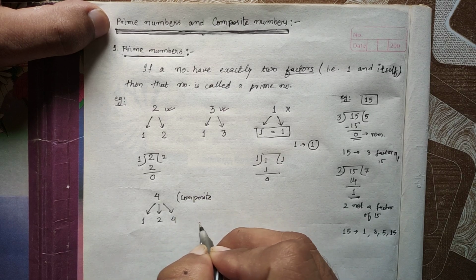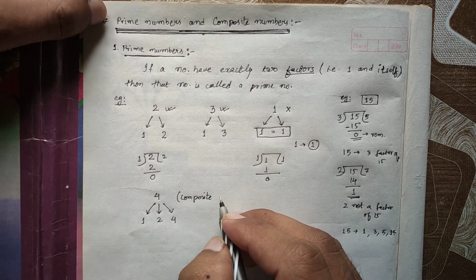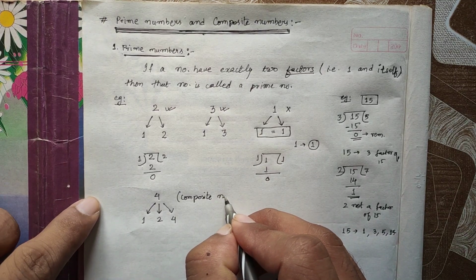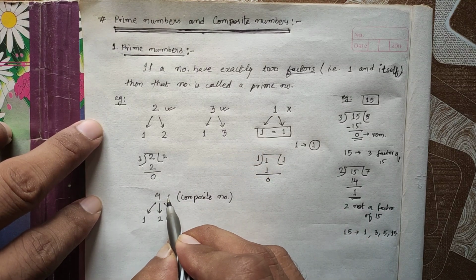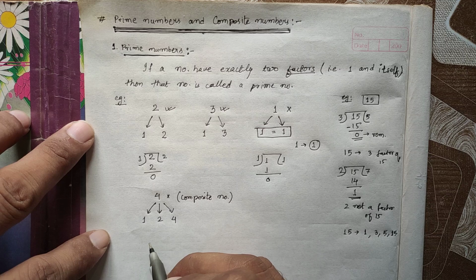So we will discuss composite numbers later on. Before that, you have to know about prime numbers. So it is not a prime number, but it is a composite number.